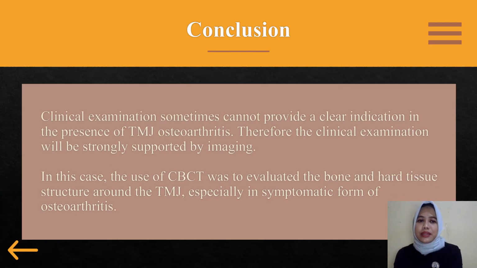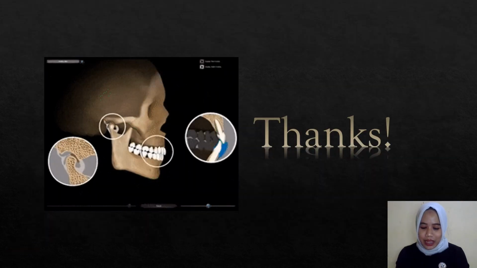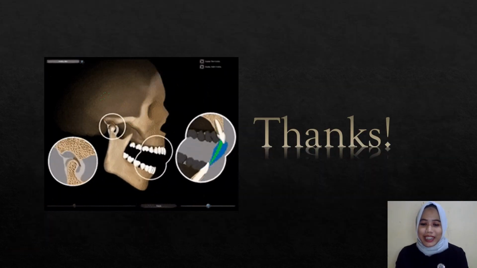And the last is the conclusion. Clinical examinations sometimes can provide a clear indication of the presence of TMJ osteoarthritis. Therefore, the clinical examination will be strongly supported by imaging. In this case, CBCT was used to evaluate the bone and hard tissue structure around the TMJ, especially in the symptomatic form of osteoarthritis. I think that's all for my presentation today.